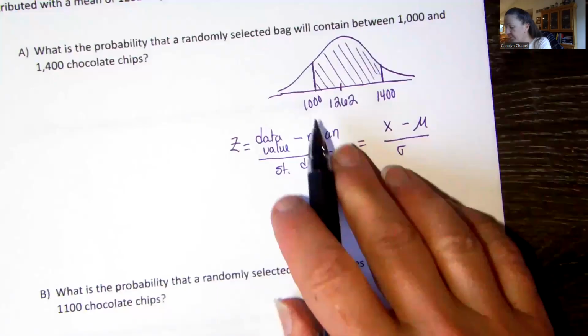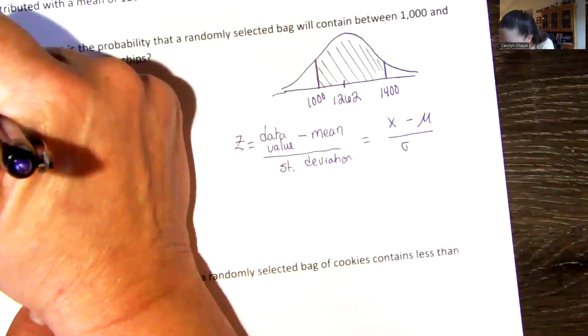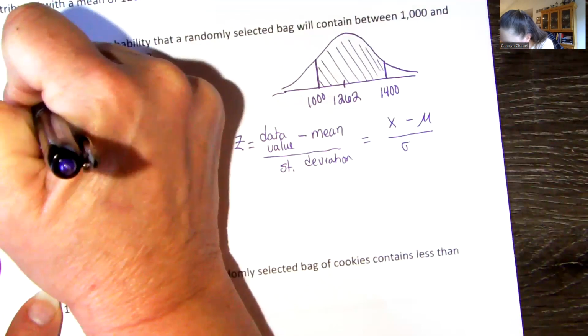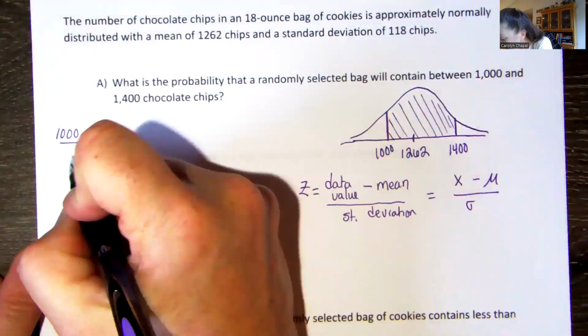Okay, so we're going to do it for both the 1,000 and that 1,400. So I'm going to take that 1,000 minus my mean and divide it by my standard deviation, which is 118.